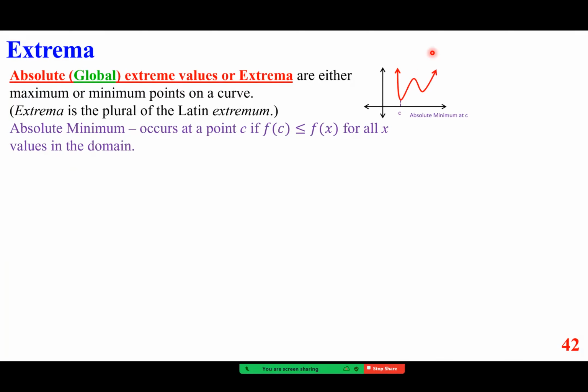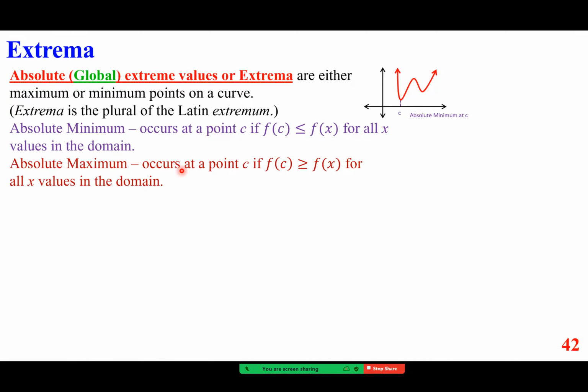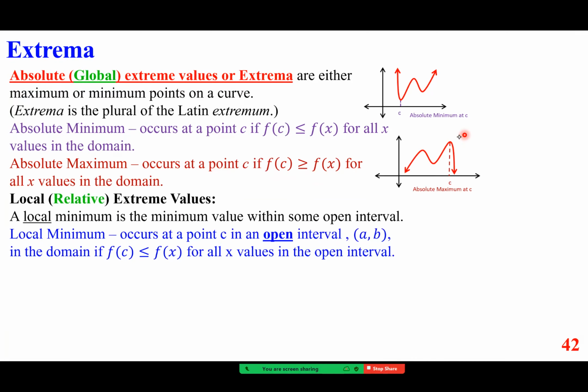By the way, these are peaks and valleys, so they are called local extrema. This is local min, local max, local min, but this one is not only a local min, it's an absolute min, because no other point is below that. Absolute max occurs at the point c if f(c) is larger than or equal to f(x) for all x values in the domain. So as you can see, local max, local min, local max. This local max is also an absolute max.